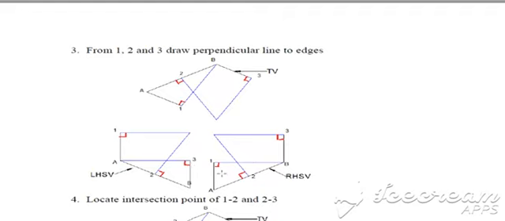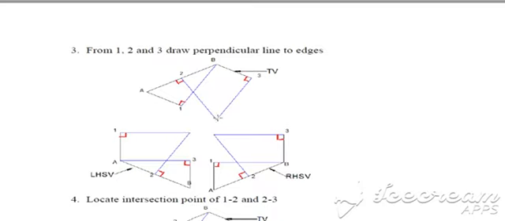Here also you can see the same thing. From 1, actual perpendicular to this A1. From 2, actual perpendicular to the AB, and from 3, actual perpendicular to this B3. Now mark this intersection point as well as this intersection point. Here also you can see this intersection point and this one. Here also this and this one.